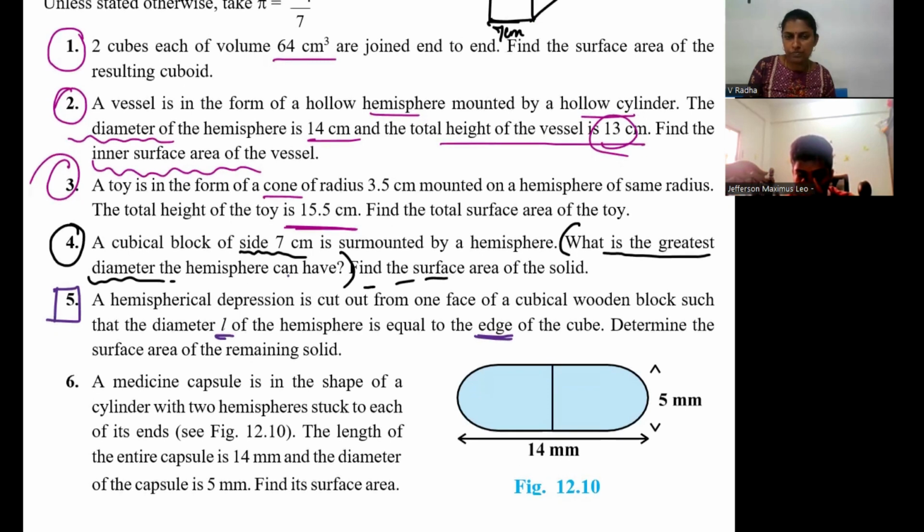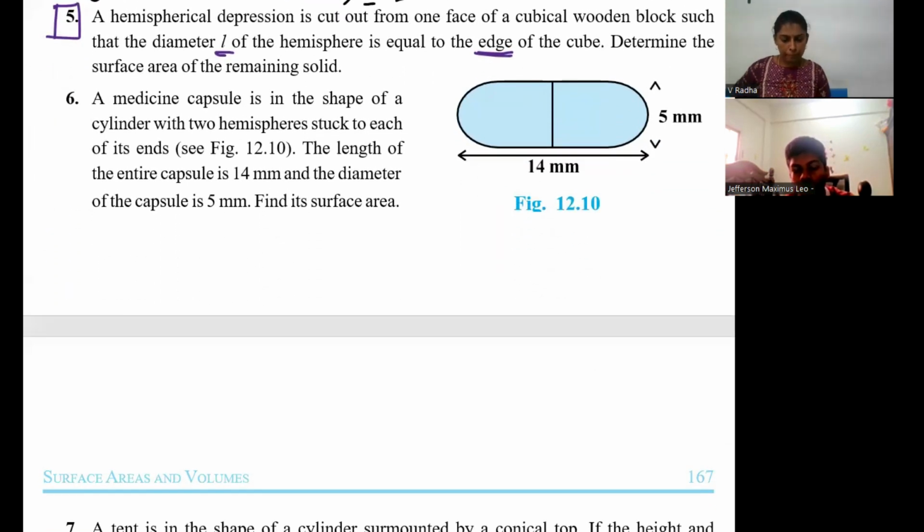And sixth question also, just read it. A medicine capsule is in the shape of a cylinder with two hemispheres stuck to each of its ends. The length of the entire capsule is 14 millimeter and the diameter of the capsule is 5 millimeter. Find its surface area. A medicine capsule in the shape of a cylinder: up to this line we consider as a cylinder. So this line portion is the cylinder portion. At the two ends, a hemispherical end. This is a hemispherical portion.